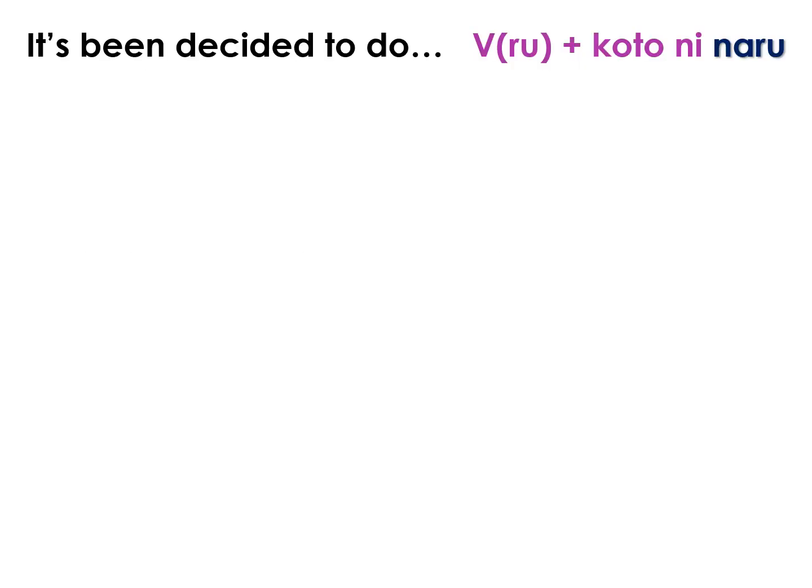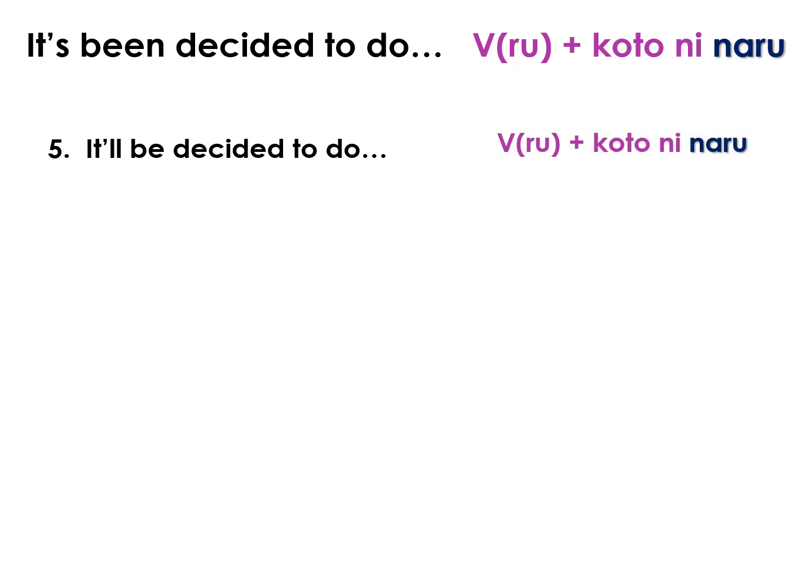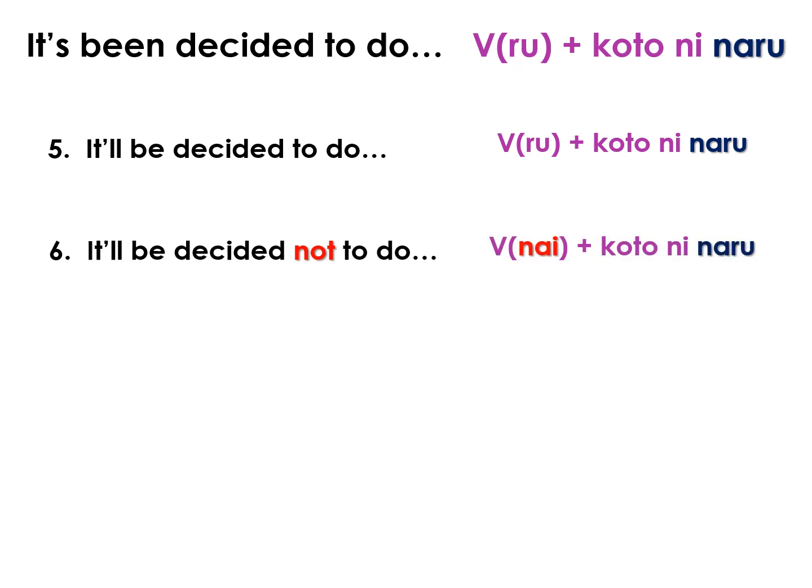Like koto ni suru, koto ni naru also has 4 variations. First is the formula itself. It'll be decided to do. Ru koto ni naru. Then, it'll be decided not to do. Nai koto ni naru. Again, we conjugate the verb in the subordinate clause into the nai form and not the verb naru at the end.